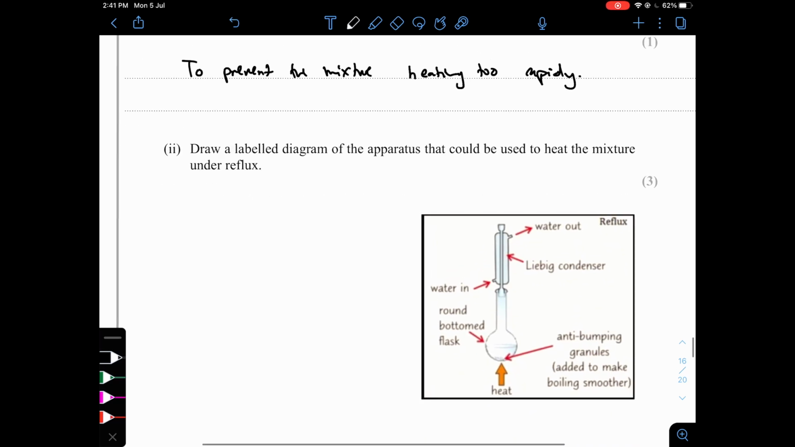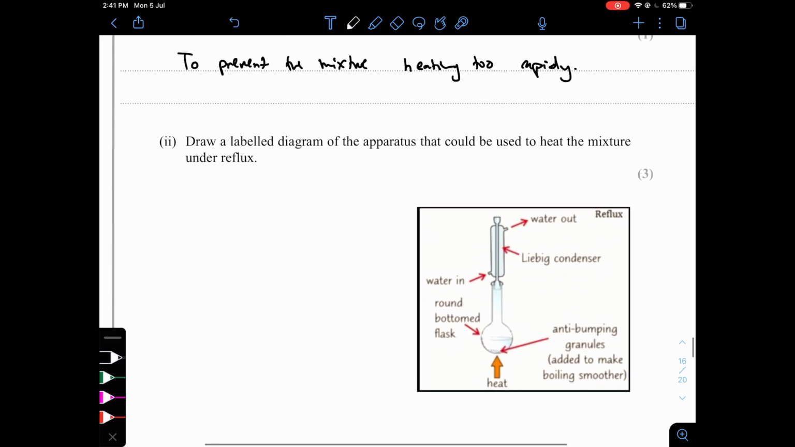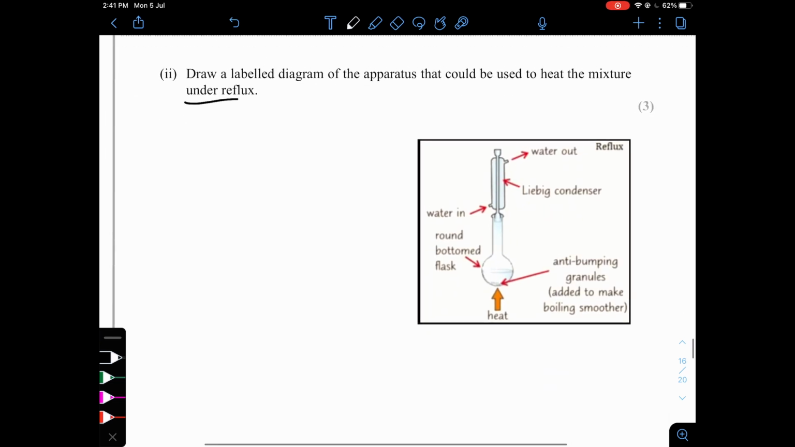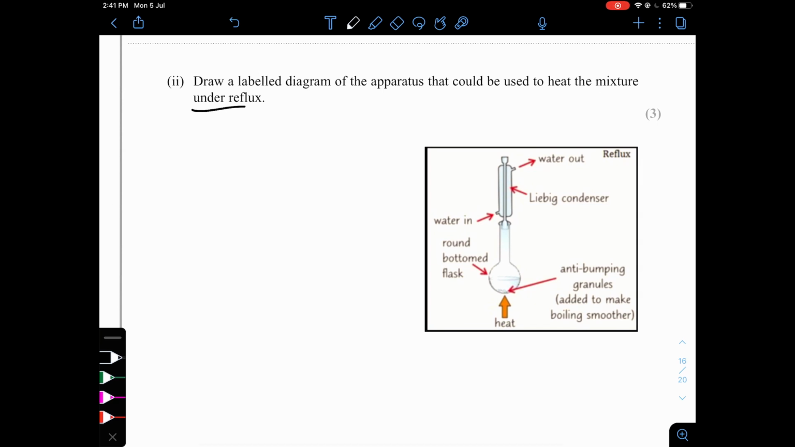Draw a labelled diagram of the apparatus shown that could be used to heat the mixture. Because it's heated under reflux, we should remember, I've got this diagram, I'm not that good at drawing, but I'll try to illustrate what you can draw. You should draw a round bottom flask, which has the Liebig condenser, and it must be open, by the way.